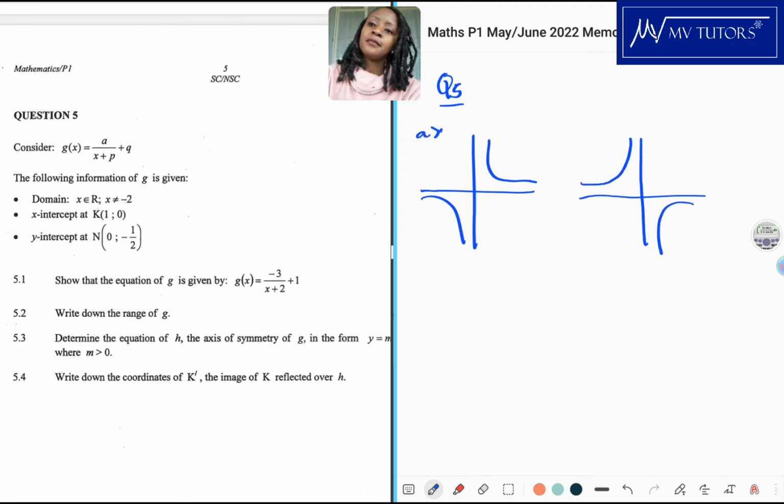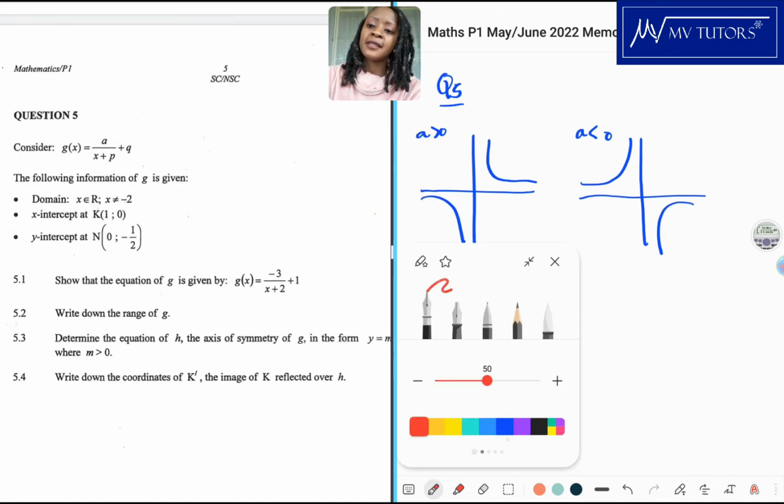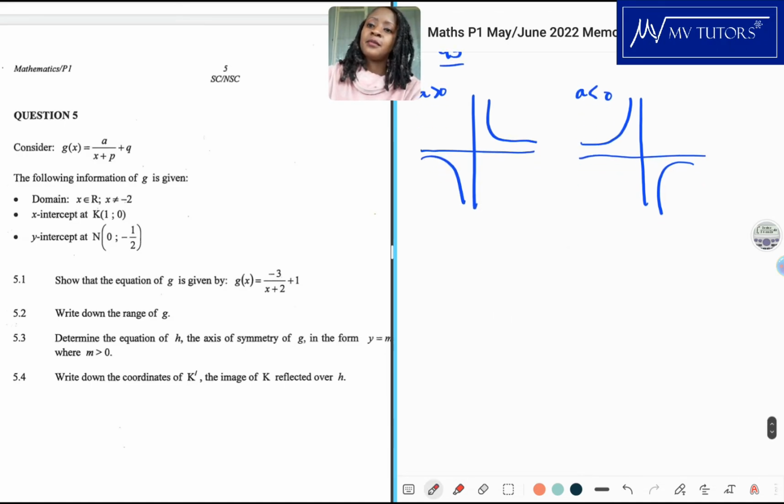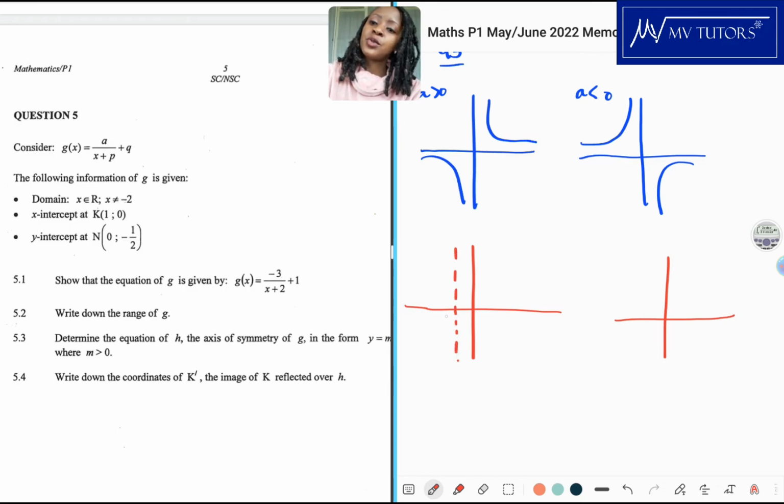Now they tell us that the domain is basically x is an element of R, meaning it goes from negative infinity to positive infinity, except where x is equal to -2. So we know for starters that it could either be this function or that function, but we know that one of our asymptotes is x is equal to -2.